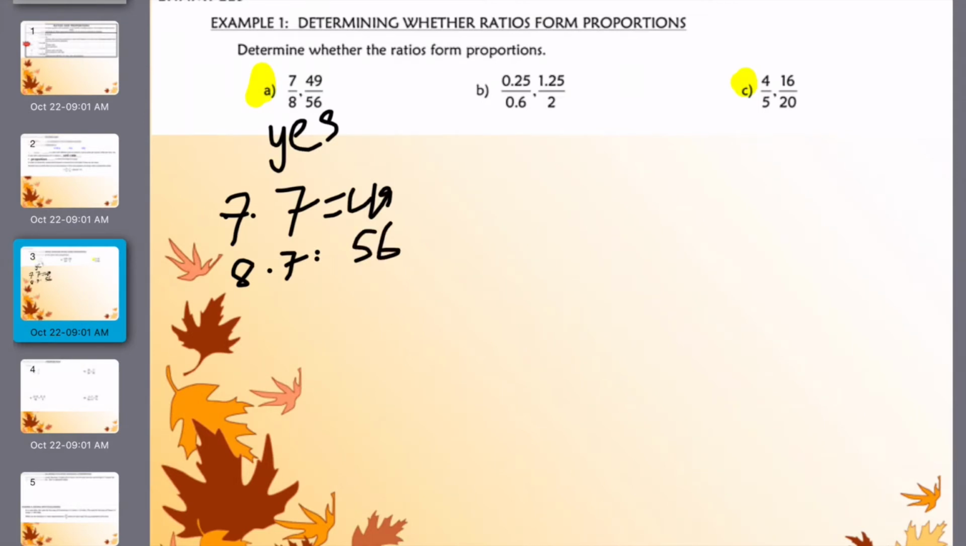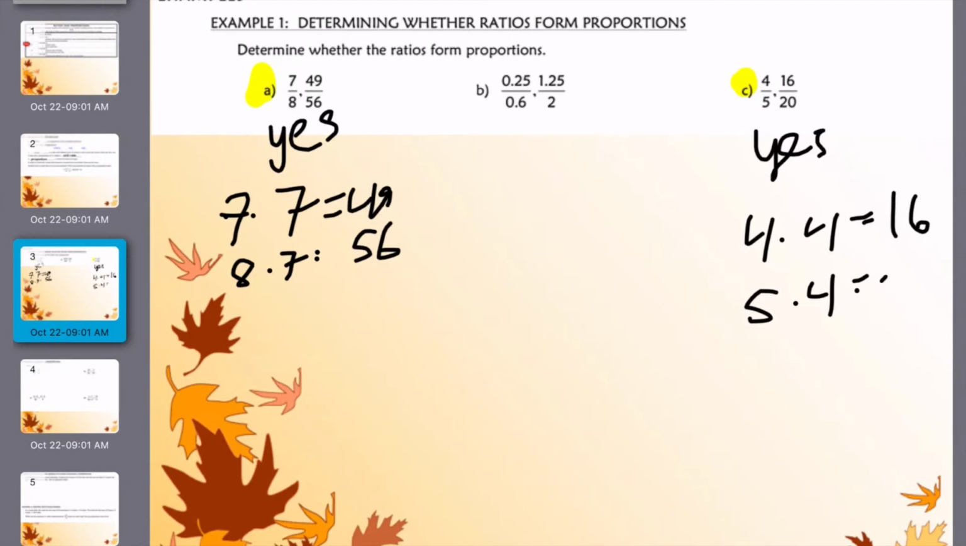And part C, 4/5 and 16/20. Again, that's also going to be proportional, so I wonder if B might not be. So I have 4 times 4 gives me 16. I'm multiplying by the same thing. 5 times 4 gives me 20. So let's go to a couple of solving proportions problems.